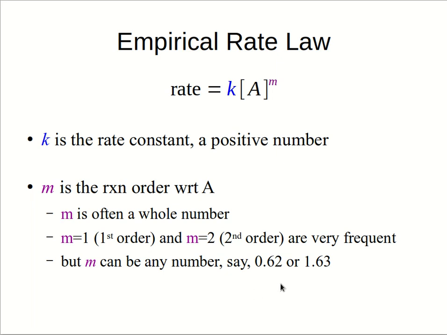And if it's not a whole number, that indicates a complicated mechanism. If m is a whole number, that indicates something about this mechanism. Either the mechanism is simple or the mechanism is simplified. If m is some strange number, that means the mechanism is complicated. So that's a good indicator.